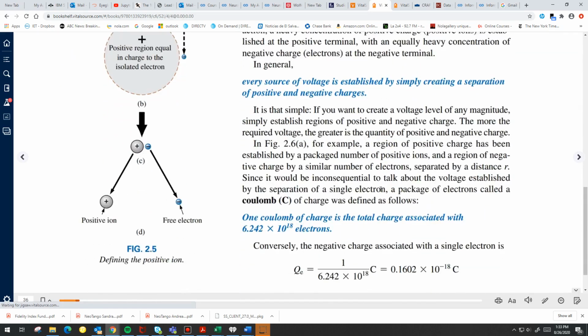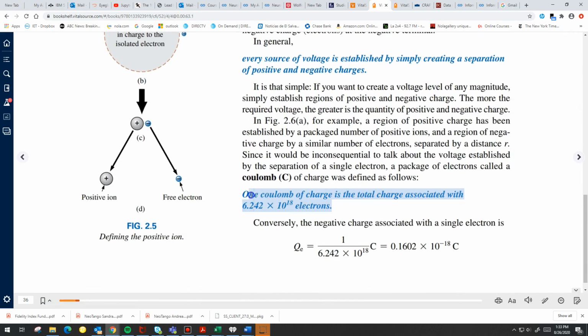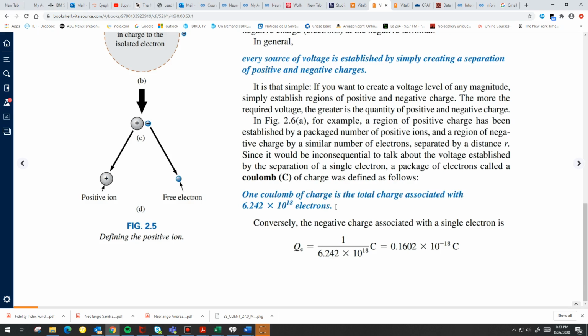I just want to make a reference, because 1 coulomb of charge really represents a large amount of electrons associated with it. In this case, 1 coulomb represents 6.242 times 10 to the 18 electrons. So 1 single coulomb, and remember, we're using capital C to represent the units of coulomb, includes 6.242 times 10 to the 18 electrons.